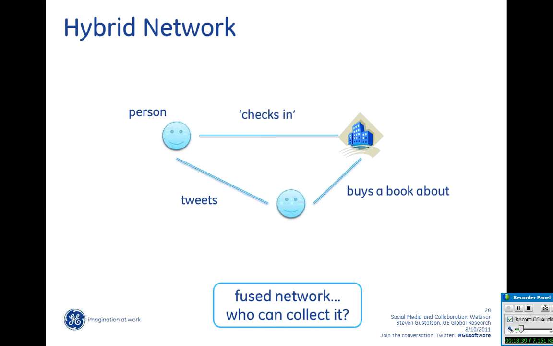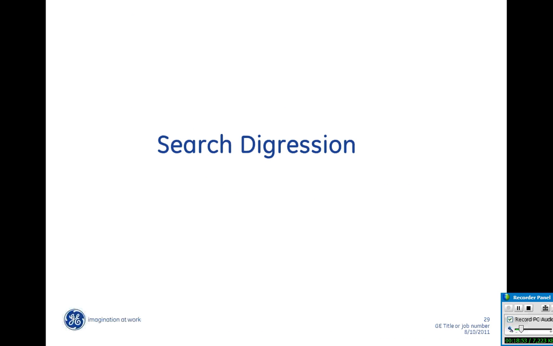You can really make some powerful predictions and understanding about what people are doing, and the question then becomes, who can get access to this network? Who can collect it, who can manage it, and who can leverage it for doing something useful? So I'm now going to make a little bit of a digression into search applications.